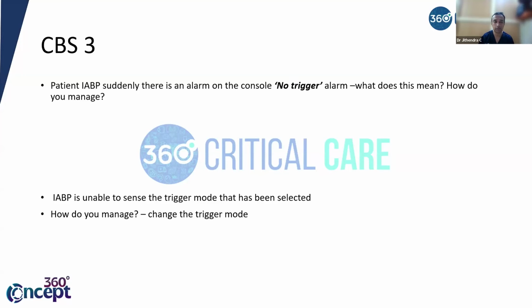Change to auto mode is the best part, if you have auto mode. Otherwise, you can change the trigger. Say ECG was there, but it is not functioning. Suddenly your patient had AF, change to AF mode or change to a different trigger. That's what I'm trying to tell.